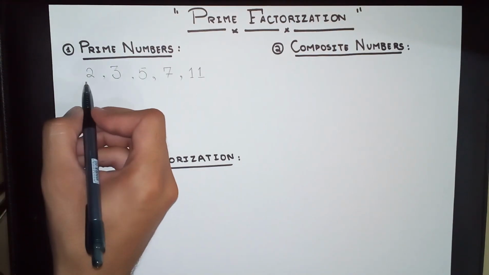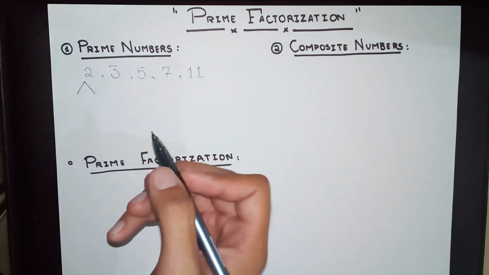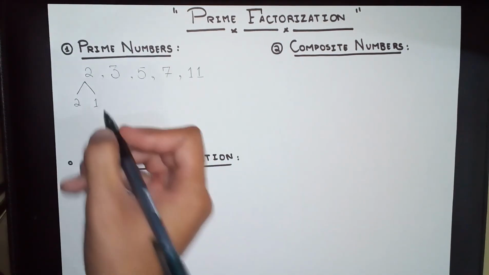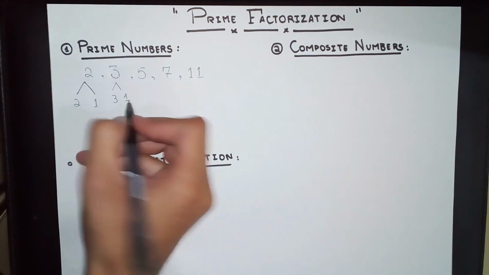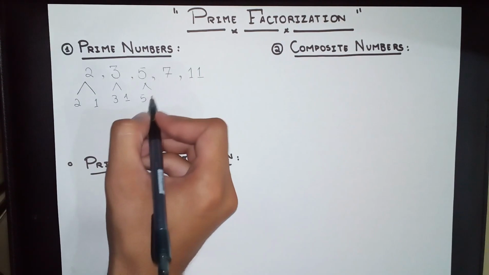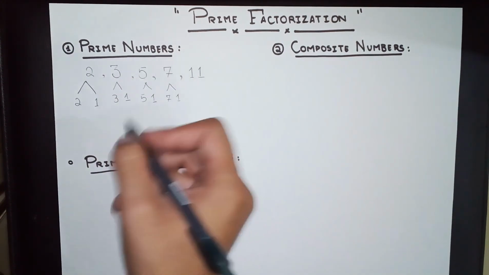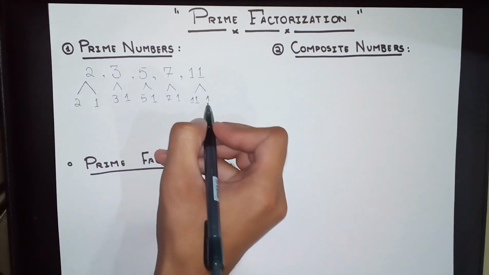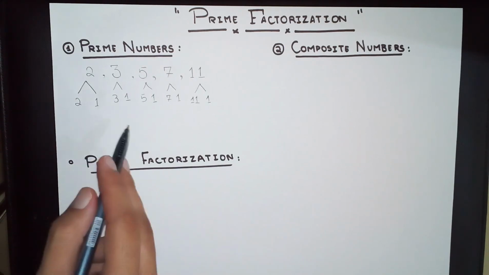Now 2. What are the two numbers which you multiply, which are basically the factors of 2? There is 2 and there is 1. 2 times 1 equals 2. Same goes for 3 and 5. All of these have exactly two factors. What I am making right now is called a factor tree. 11. Now, these are called the prime numbers.